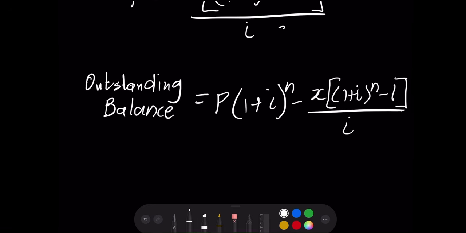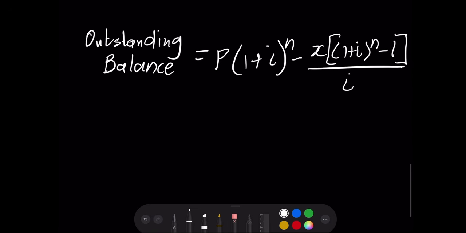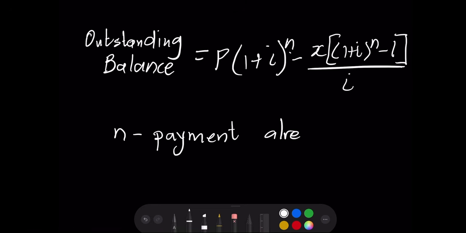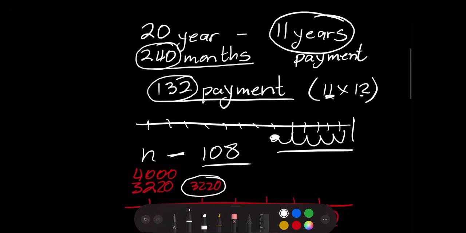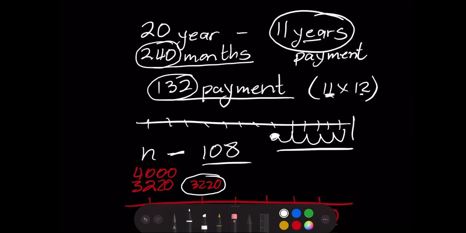Now, may I please just warn you again. If you're going to use this method, remember on the previous one, we said n would be the number of payments that are left. Now n here would be the number of payments that you've already made. So in our previous example, we said, okay, suppose you are at year 11, and you want to know what would be the balance in that case.